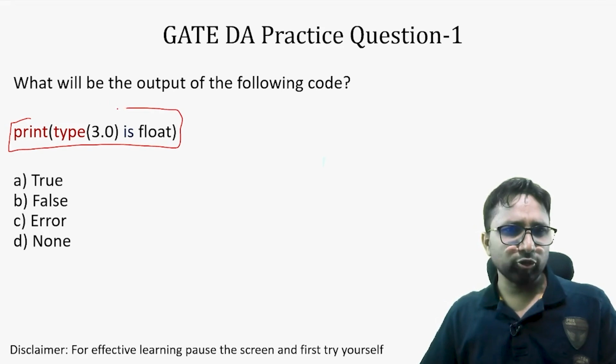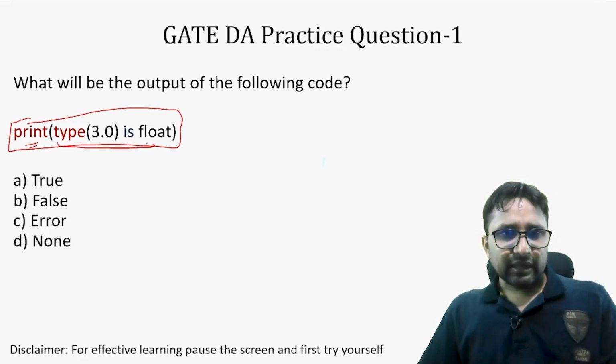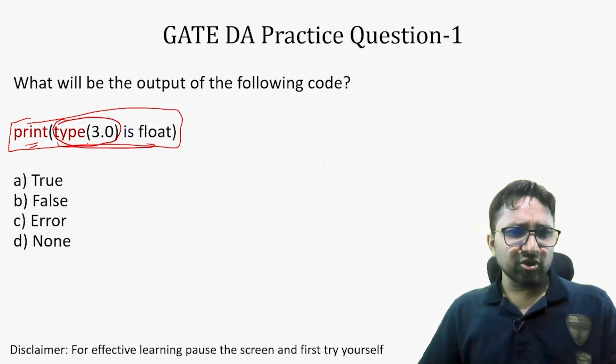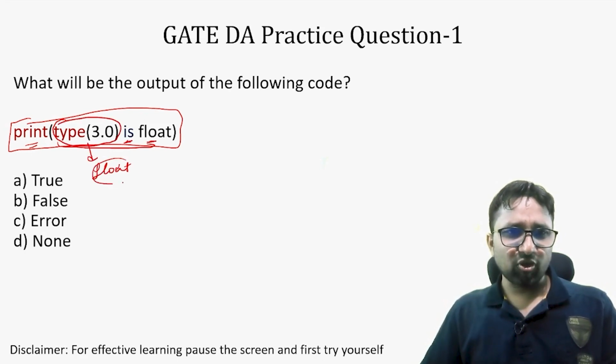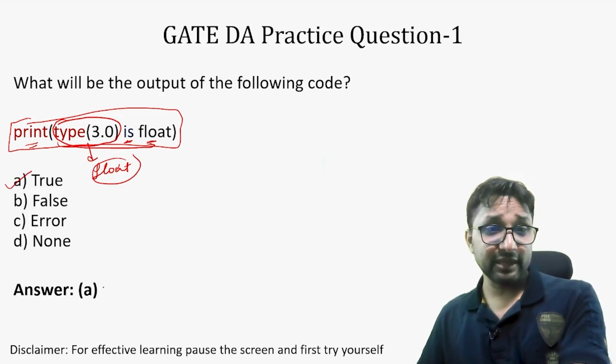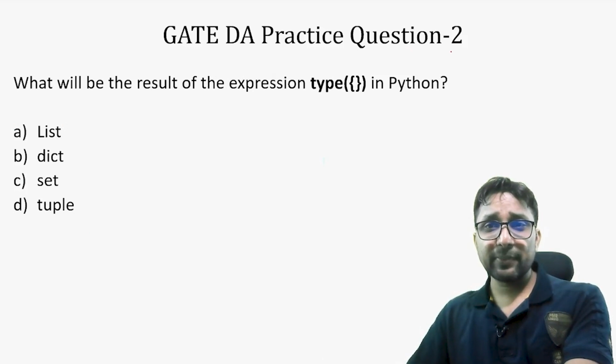Here, we are trying to print something. We are checking this statement. They're checking the type of 3.0. The type of 3.0 is float. Yes, that is. So this should print true. A is the right answer. Yes. Let me check out the next GATE DA practice question.